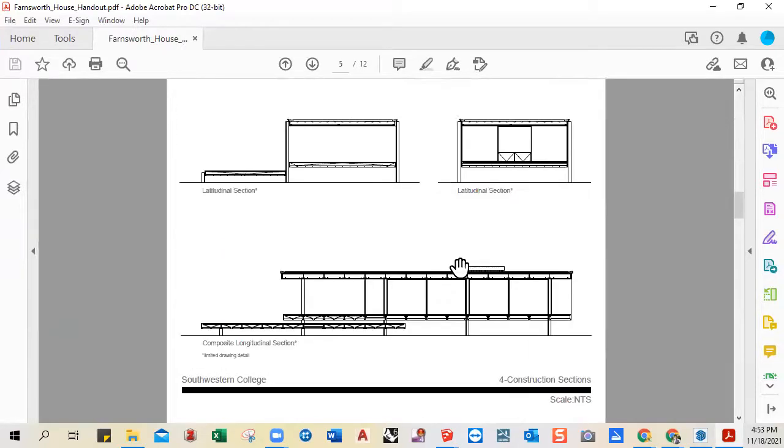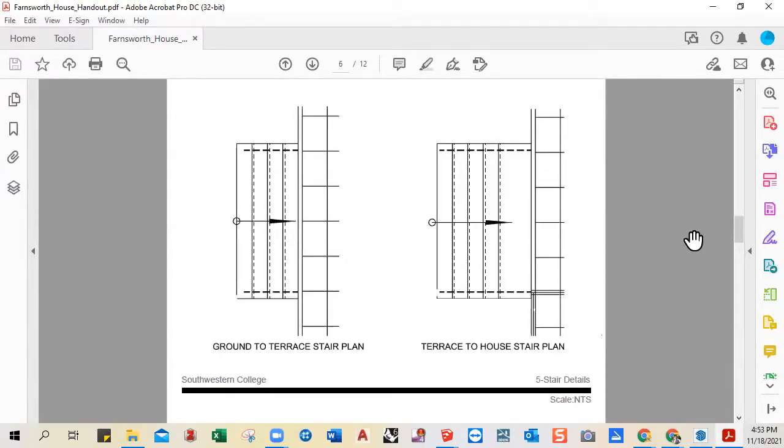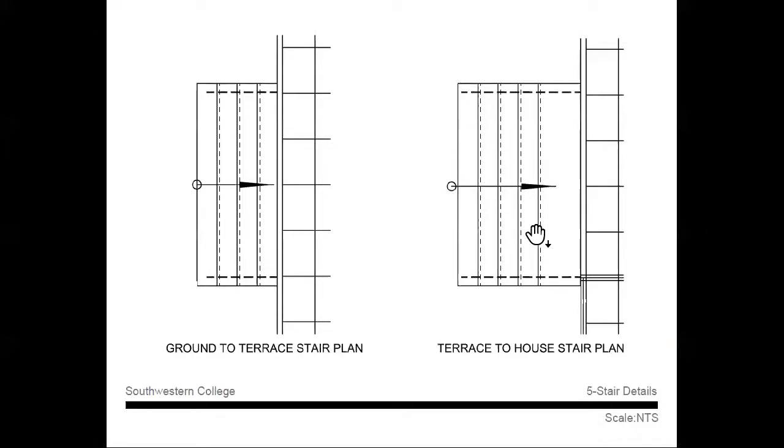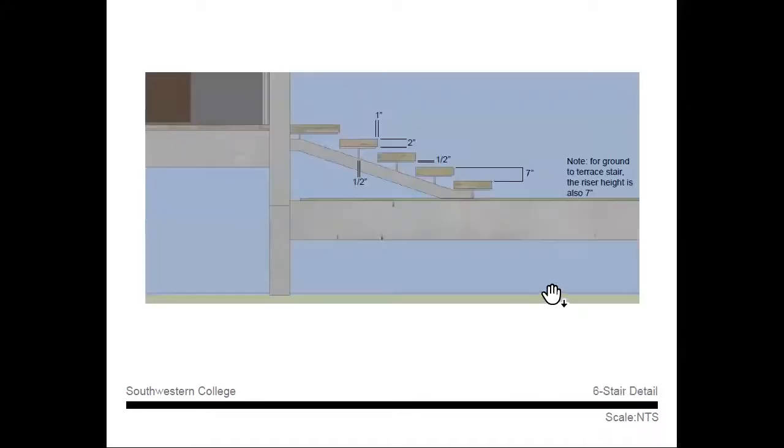So as I'm going through here, on page 6 is where they begin. Let me go into presentation mode. Now here you see the ground to terrace stair plan and the terrace to house stair plan. You see stair details there, and you see dimensions here for the ground to terrace stair, the riser height. There's a note here of 7 inches, same as for these going from the lower terrace to the upper terrace.